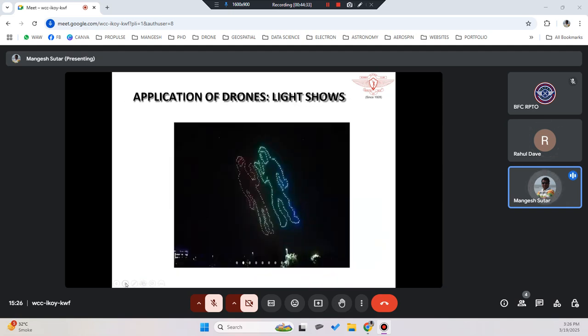Okay, so again, we have seen application of drones for light shows, and this is one of the segments which has taken up in a much bigger way in the last couple of years. We have seen this in Dubai, we have seen this in China. Even in India, a lot of places, like during the Ram temple inauguration, on that night they also put up a drone show.